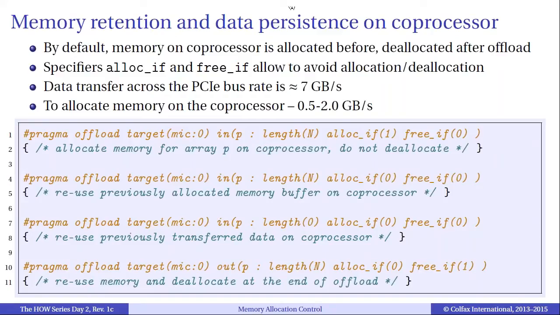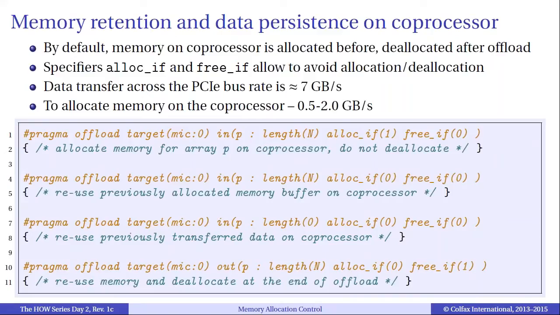This is when you need persistent data on the coprocessor. You make one offload, you offload the data, and then the next time you do the offload, the data is already there. Another case where you need these clauses is when you don't reuse the data, but you want to reuse the space allocated on Xeon Phi. And this is very important.